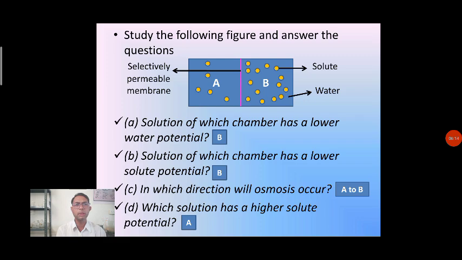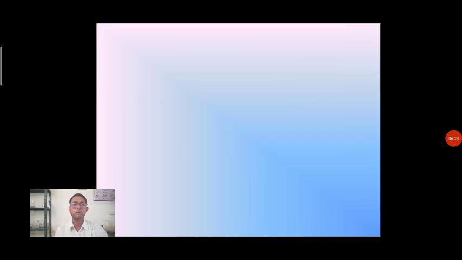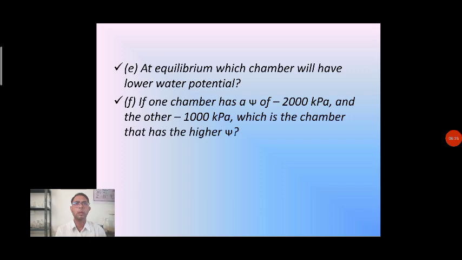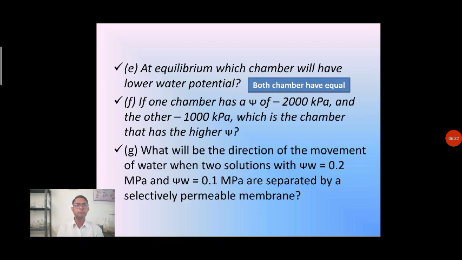Now which solution has higher solute potential? Here we can say that A has the higher solute potential. Now at equilibrium, which chamber has lower water potential? Simply we can say both chambers have equal water potential.